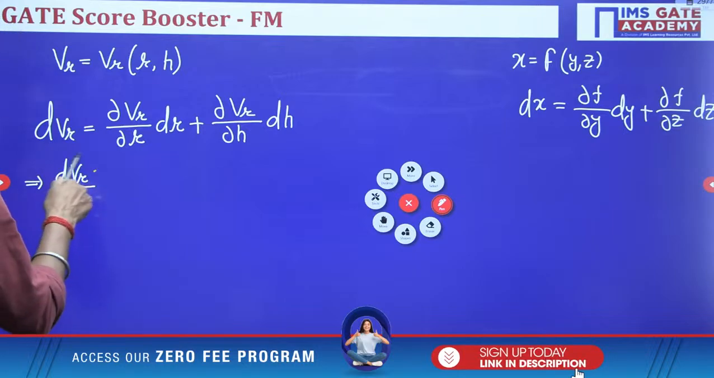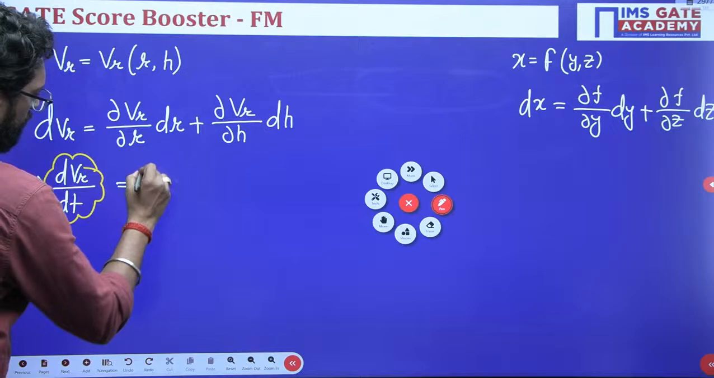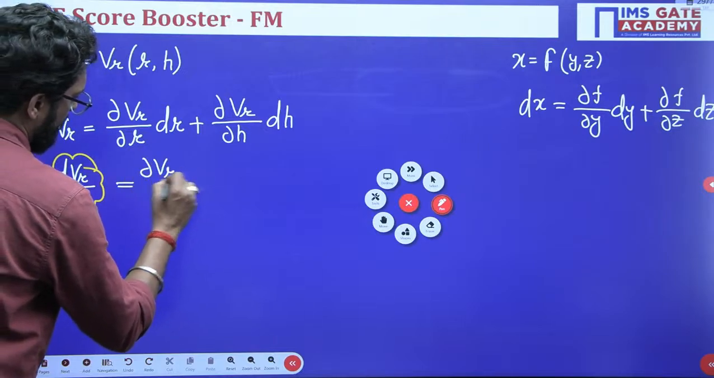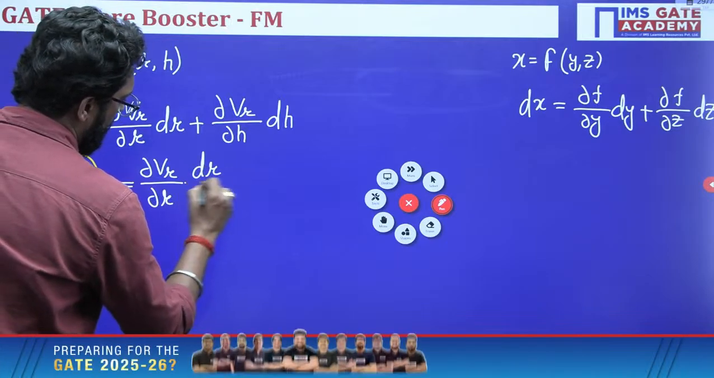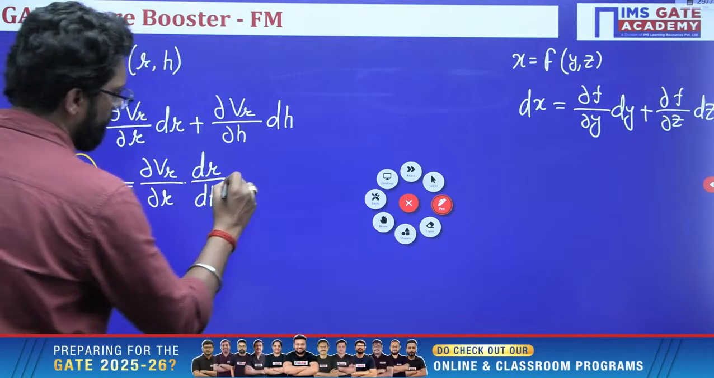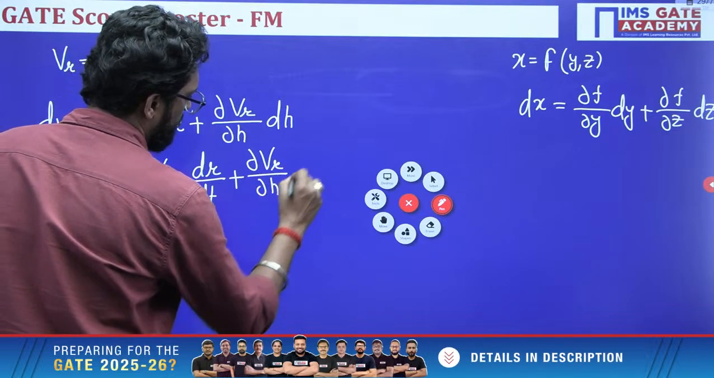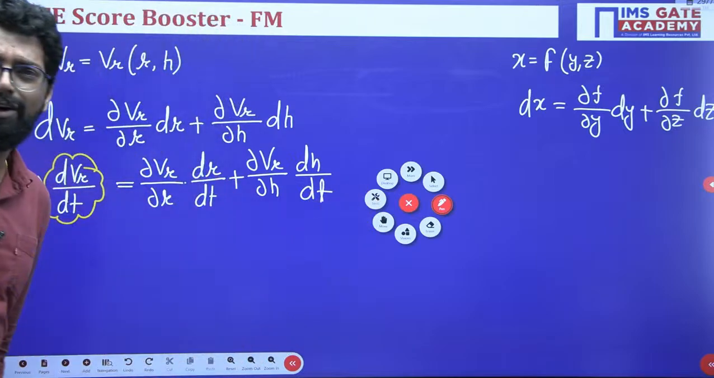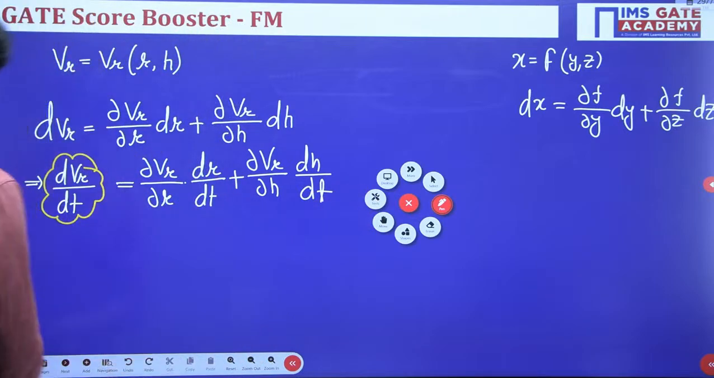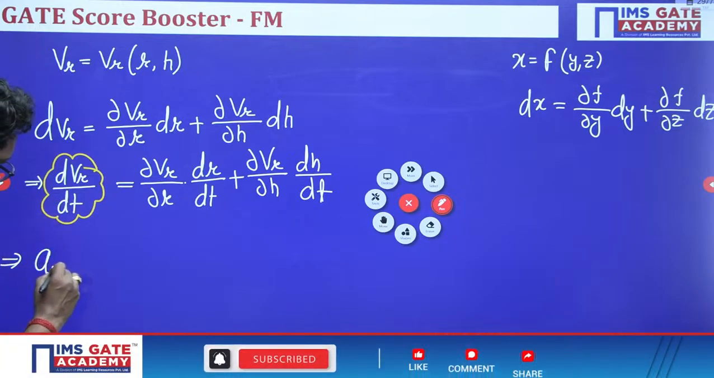So this is what? Radial acceleration, yes or not? So ∂vr/∂r into dr/dt plus ∂vr/∂h into dh/dt. Simple, simple, don't think much more. So this is radial velocity.